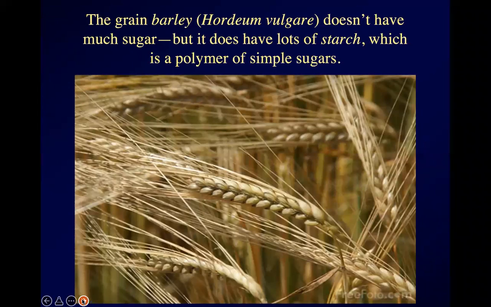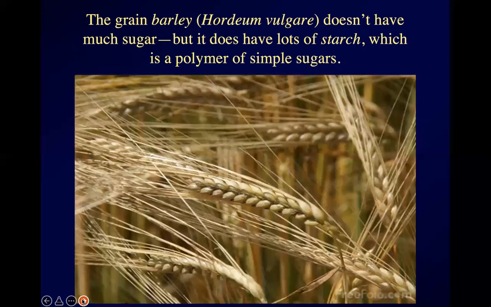Okay, one more thing. This is barley. It's a grain called Hordeum vulgare. Not a lot of sugar is present in barley, but barley does have a lot of starch. And barley grains are seeds. And when a seed is planted, it needs to have a source of energy so that it can grow until it can get its leaves out above the soil and start doing photosynthesis on its own.